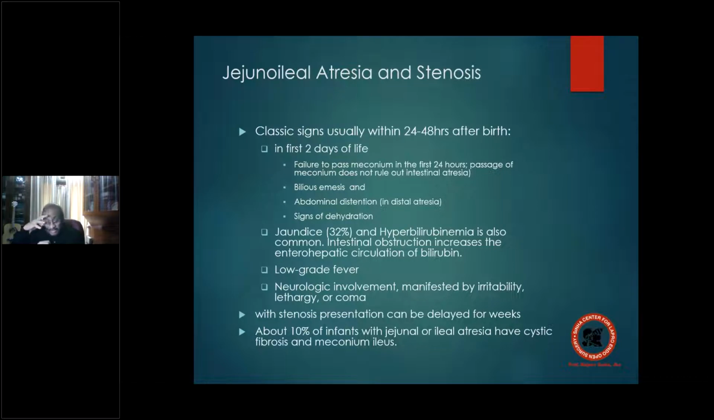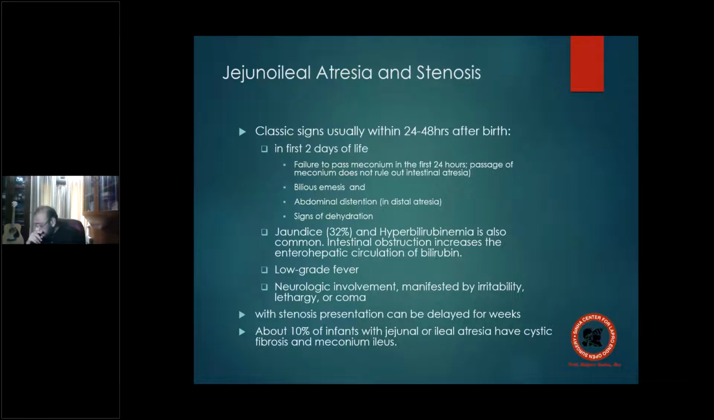What are the classical signs? Number 1, failure to pass meconium in the first 24 hours. There are instances where there could be a very narrow opening and some meconium may be passed, but that's not without reason. But more commonly, failure to pass meconium. Number 2, biliary vomiting, emesis, abdominal distension and distal atresia. The more distal the atresia, the more the distension.